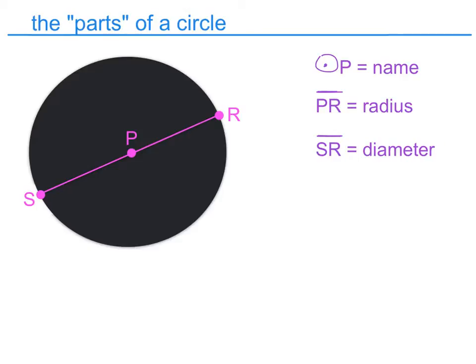A diameter will go from an endpoint on the circle to another endpoint on the circle, but it must pass through the center. So what happens if our segment has endpoints on the circle but does not pass through the center? When I look at segment AB, it does not pass through point P. So we need another name for that, and the name for that is a chord. A chord still has endpoints on the circle, but it is not required to pass through the center. It could. I could in fact call SR a chord, but more specifically, we can say it's a diameter, which lets us know that it does pass through the center of the circle.